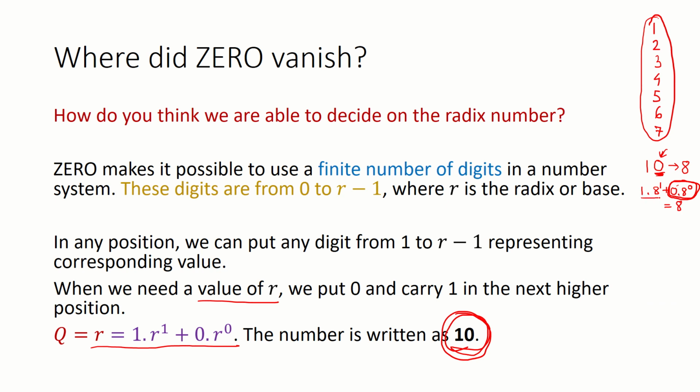You wanted to keep only this contribution of 1 into 8 to the power of 1 and vanish the contribution by the lower position, by the next position to the right. So, this act of vanishing was possible only by the introduction of 0, only by the introduction of the idea of 0. So, that is the importance, that is the significance of 0, and that is where 0 is hiding within all the numbers that you are seeing in the modern world.